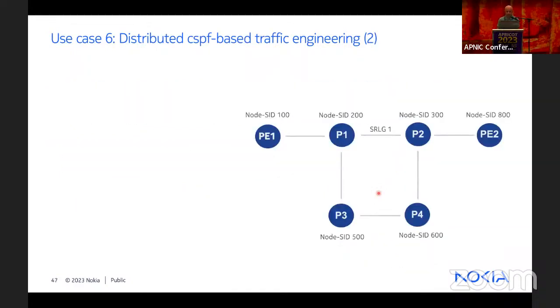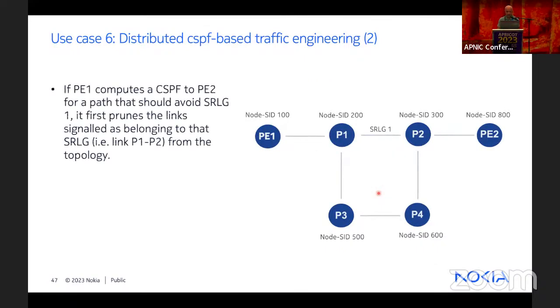So what we want to do is this. We want to compute a path from P1 to P2. And for this particular path, we want to avoid the shared risk link group 1. That's your IGP topology. It says, that's great, but I do not want to use this path. So what we do is we run this CSPF, a constrained shortest path first calculation, on P1 that finds a path to P2 that does not include the P1 to P2 link.